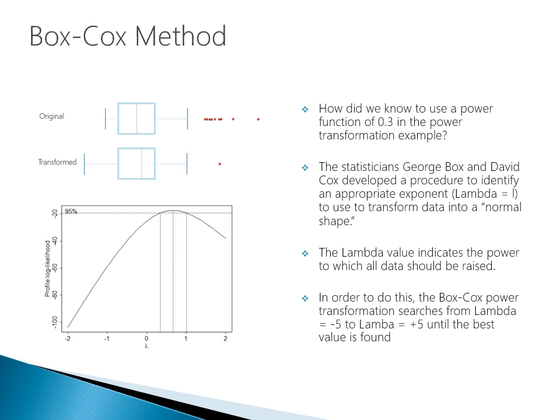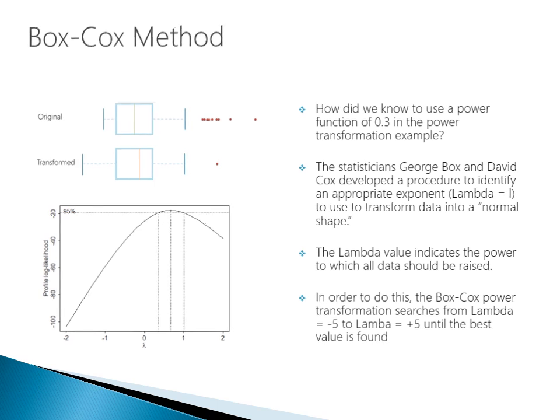In order to do this, the Box-Cox power transformation searches from a lambda of -5 to a lambda of +5 until the best value is found. So it's a real powerful procedure in identifying how to achieve linearity in a data set.